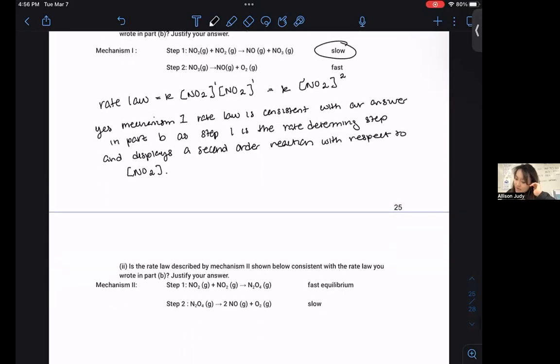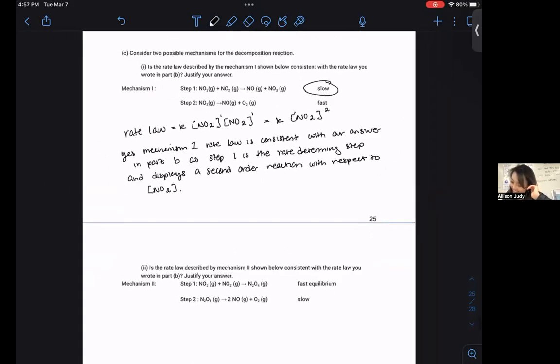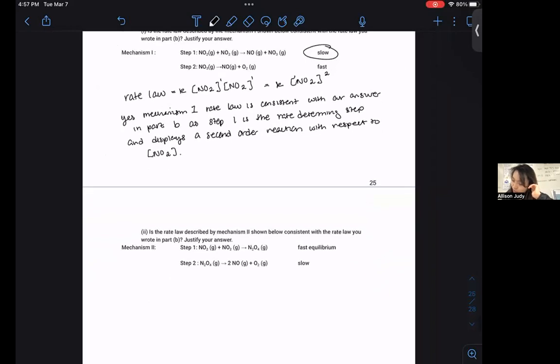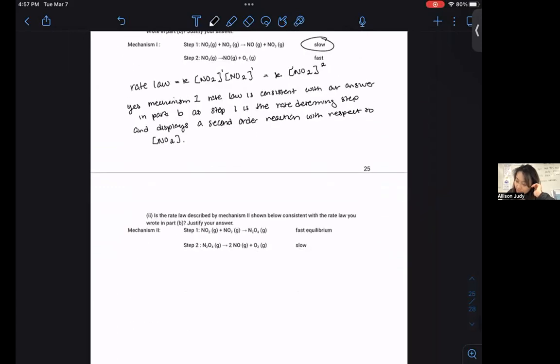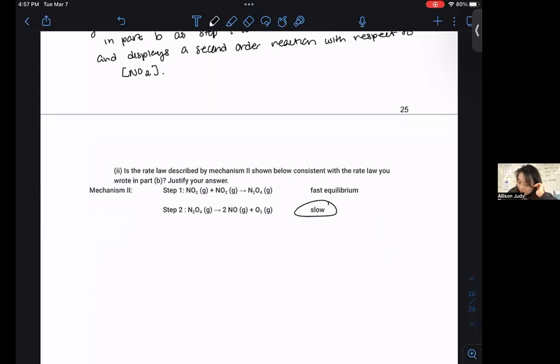Part II of part C: is the rate law described by mechanism 2 below consistent with the rate law you just wrote in part B above? Here the slow step is step 2. We would write that the rate law for our slow step, which represents the overall reaction, is equal to k times N2O4 raised to the power of its coefficient for an elementary step, which is 1. Now, before you immediately say definitely not, don't forget what you're noticing here is our reactant is an intermediate.